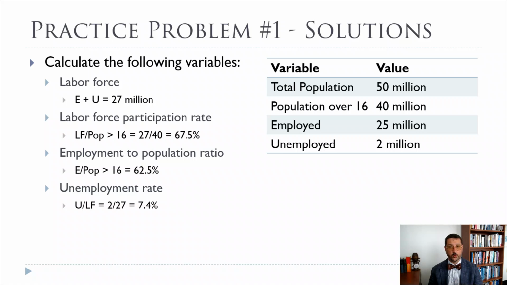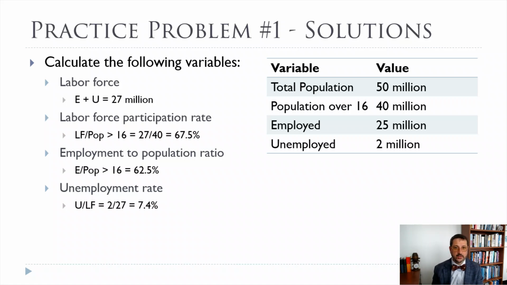Similarly, for the employment to population ratio, you want to take the employed divided by the population over 16. That can be a little confusing because we say employment to population ratio, but really what we mean is the employment to the working age population ratio. So in this case, it would be employed, that's 25, divided by the population over 16, that's 40. 25 divided by 40 is 62.5%.